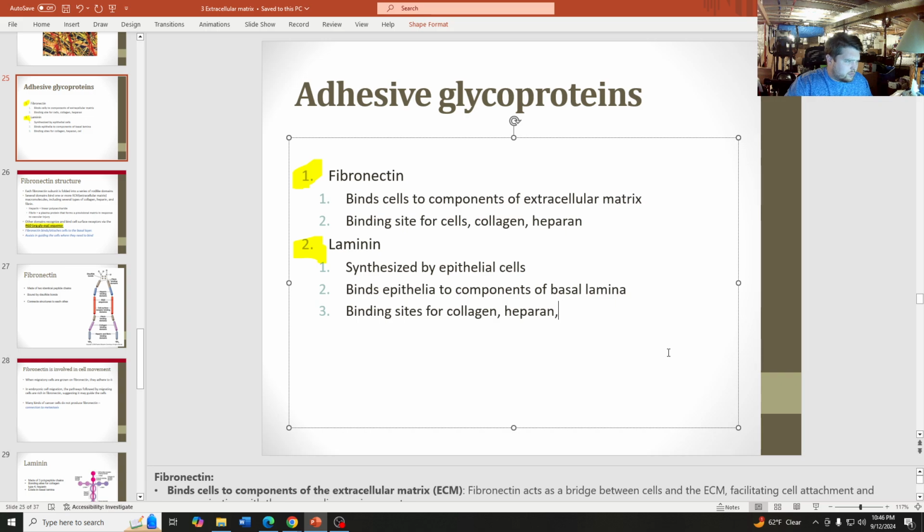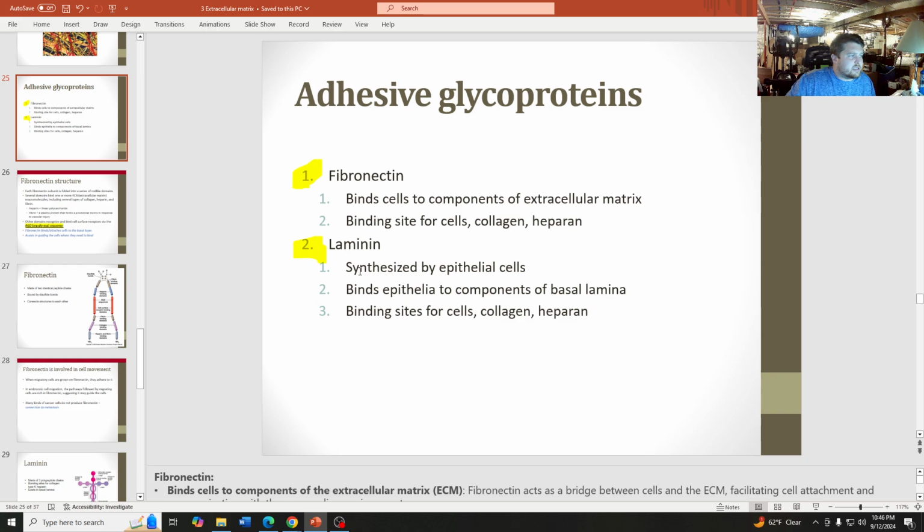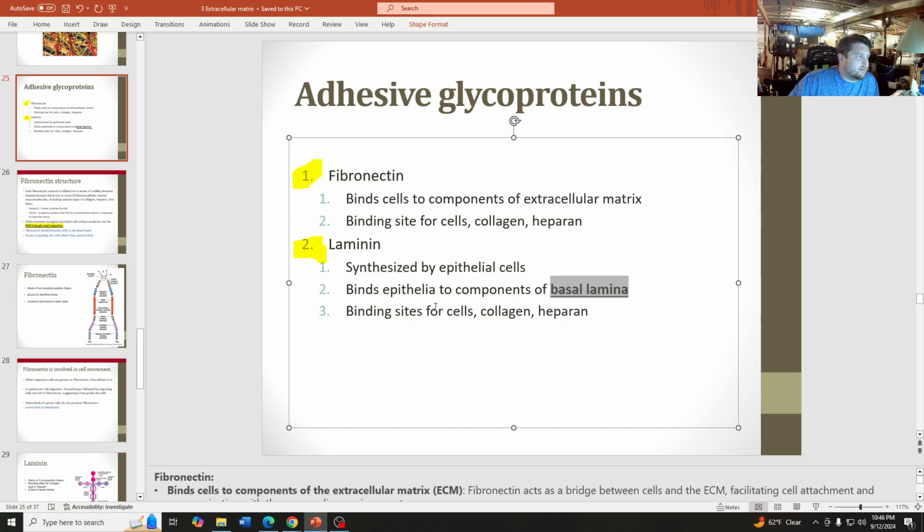And I'm going to adjust this so that it's the same as above, because that makes more sense. So this is the same for both of them. Laminin synthesized by epithelial cells and in the basal lamina. That's usually what's asked, that the laminin is in the basal lamina. Laminin is in the lamina.